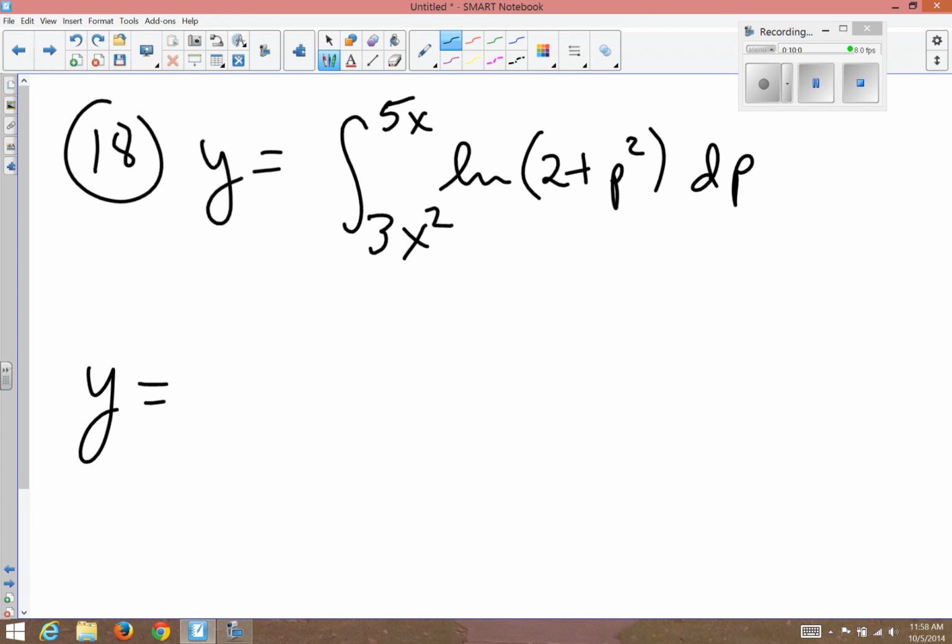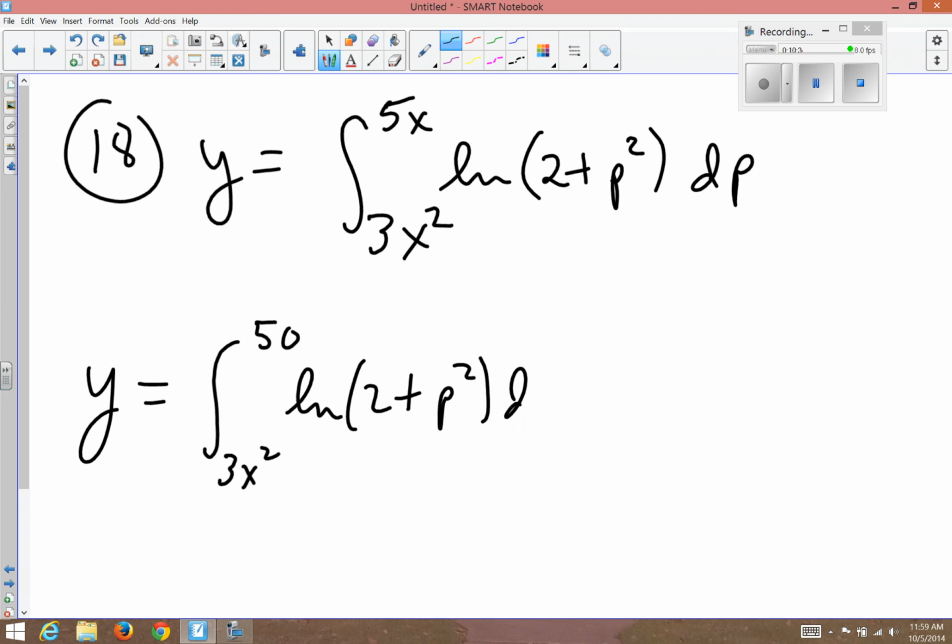To use the fundamental theorem where we're finding the derivative of an antiderivative, there has to be a number in the bottom here. So we're going to split this integral. We're going to say start at 3x squared, which is given, and go to any number. Just pick a number out of the blue. Say 50. It doesn't matter. Of natural log of 2 plus p squared dp.